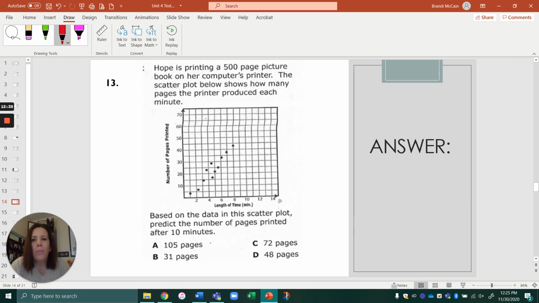13, 500-page picture book based on data. Number of pages printed after 10 minutes. So 10 minutes is here. So here's our line we're looking at. We have 105, which is woohoo, way off the graph up here somewhere. 31, about here. 72 would be about here. 48 here. So that one is going to be 48, D.